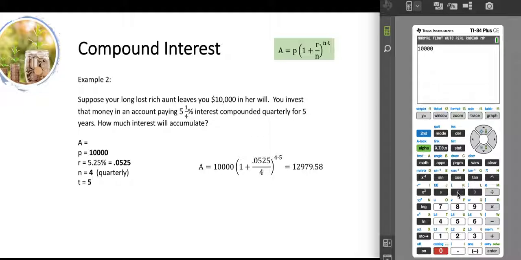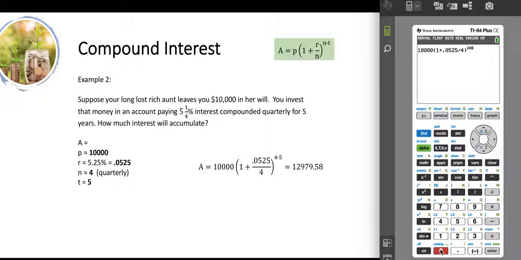And you can use parentheses on the graphing calculator, which is really nice. And we'll put 1 plus 0.0525 divided by 4. Now we're going to close this parenthesis and raise this to the 4 times 5 power. I really suggest you do that multiplication in your head so that you get the correct answers on your calculator.